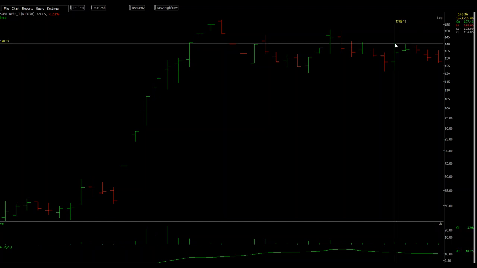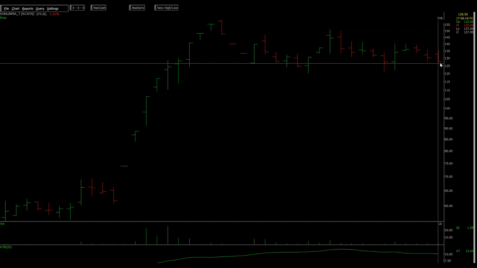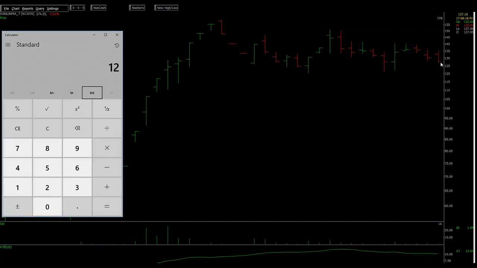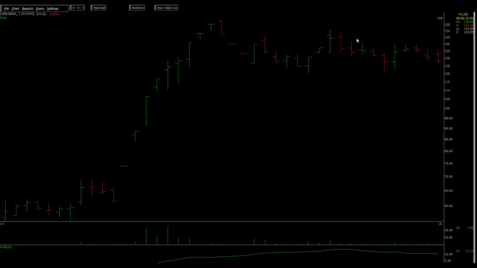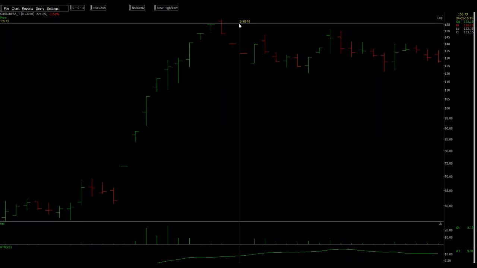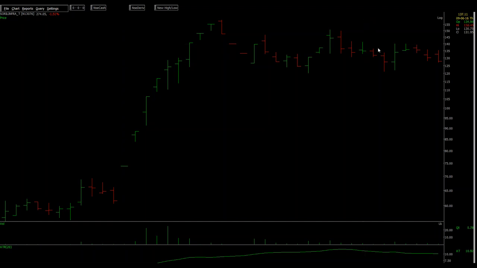From here, it's 140 to 127. The drop is 9%. So from 25 to 20 to 9, the contractions are tightening, and it has three contractions, which is what I need. Three contractions and a healthy drop of more than 50%. This fits my VCP criteria. I will place my bid on the highest point of the latest contraction, which in this case is 140.